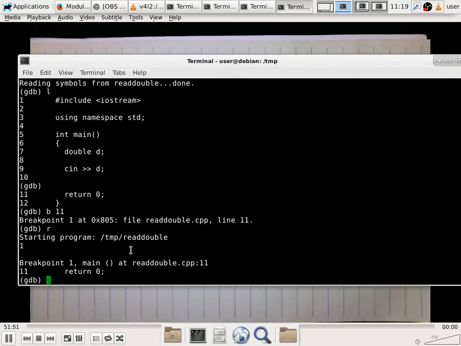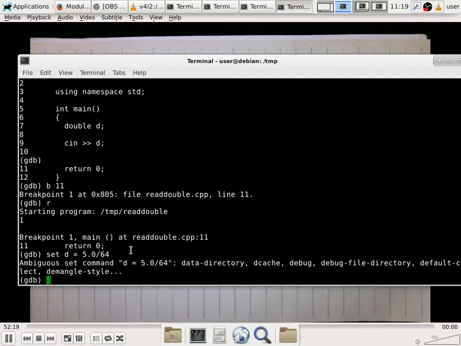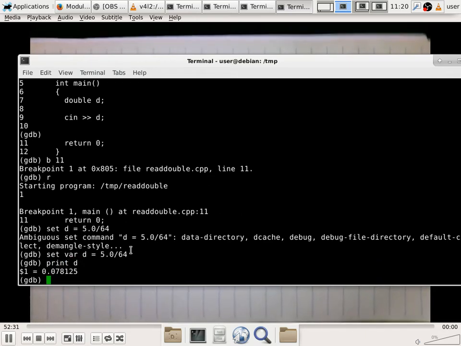we'll go ahead and change that. We'll say set var D equals 5.0 divided by 64. 5.0 is necessary because if you just specify 5 divided by 64, it's going to use integer division, because 5 has an implicit type of integer, even though it's a constant. So integer division will say 5 divided by 64 is a 0. But 5.0 is cast into a double, and that's why we can do this math here. There we go, print D. That's all cool.